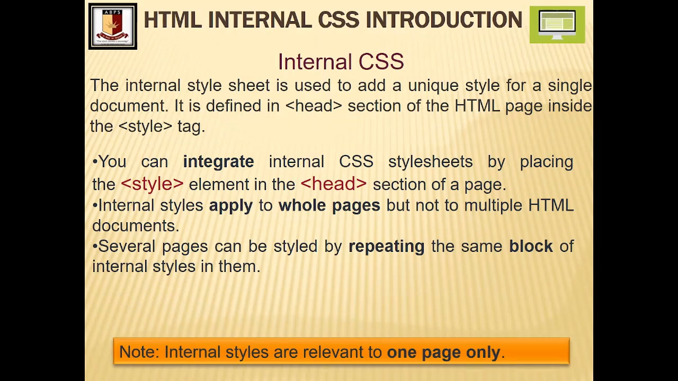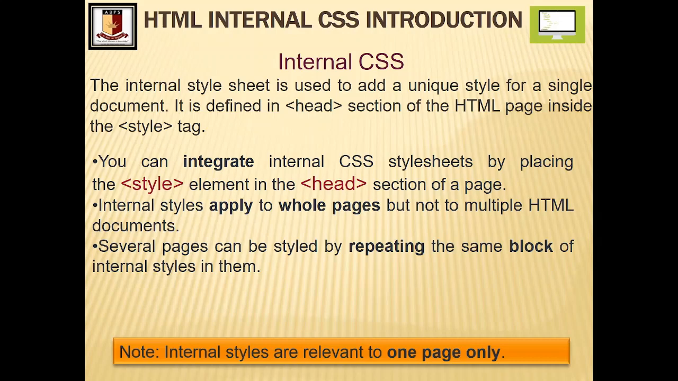So, internal CSS. The internal style sheet is used to add a unique style for a single document. It is defined in the head section of the HTML page inside the style tag. You can integrate an internal CSS style sheet by placing the style element in the head section of a web page. Internal styles apply to the whole page but not to multiple documents. So this is the main drawback of internal CSS, that you can use it only in the same web page. If you want to use the same CSS in other pages on your website, you cannot.